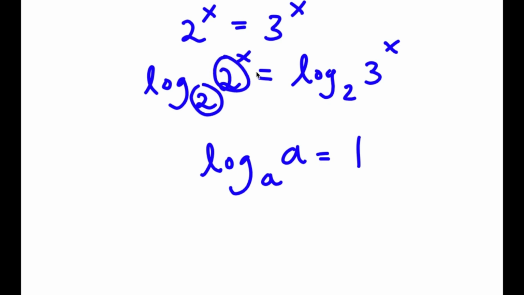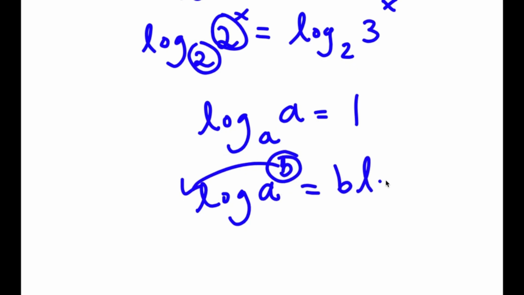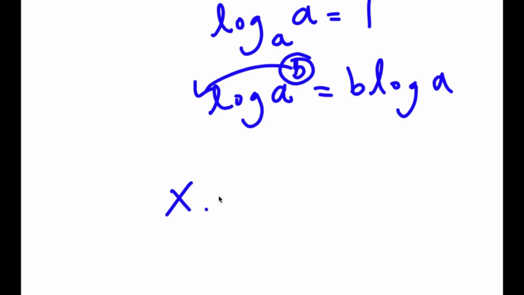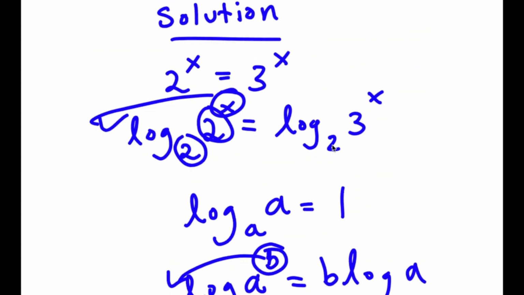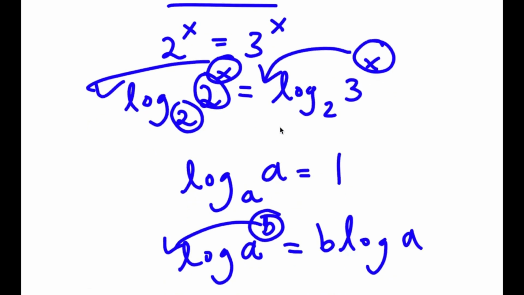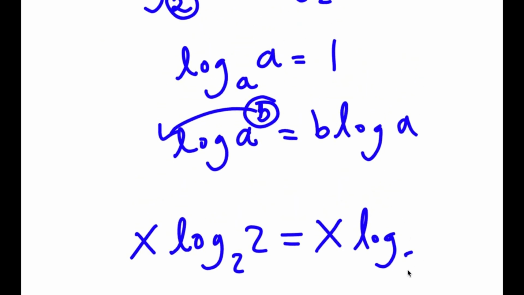And actually before I cancel these two out, if I have something in the form log base a of something to the power of b, I can move this exponent b to the front. So it's going to equal b times log a. In this case, I have x as my exponent, so I can move this to the front. So now I have x times log base 2 of 2 is equal to, I'm going to do the same thing over here, log base 2 of 3 to the power of x. I can move x to the front here. So now this is equal to x times log base 2 of 3.